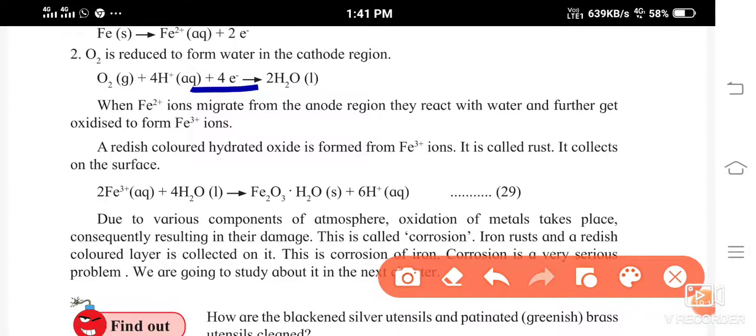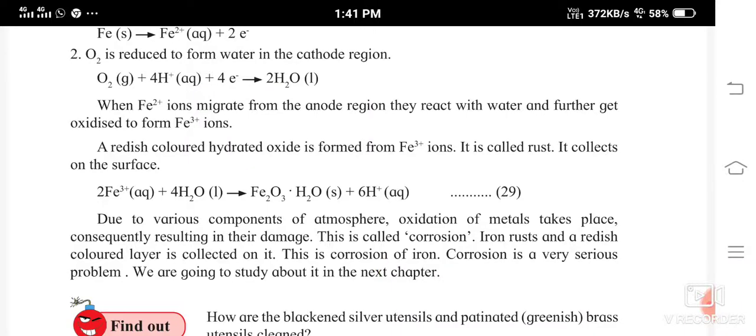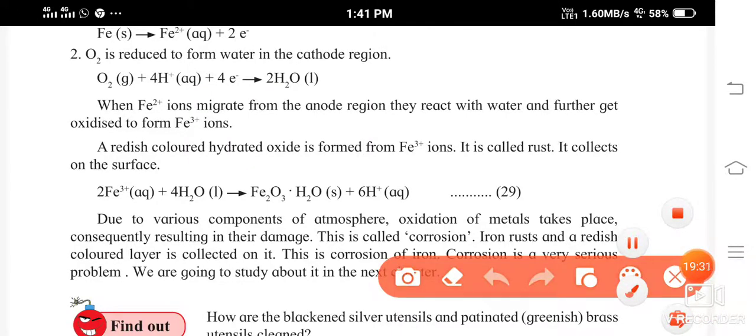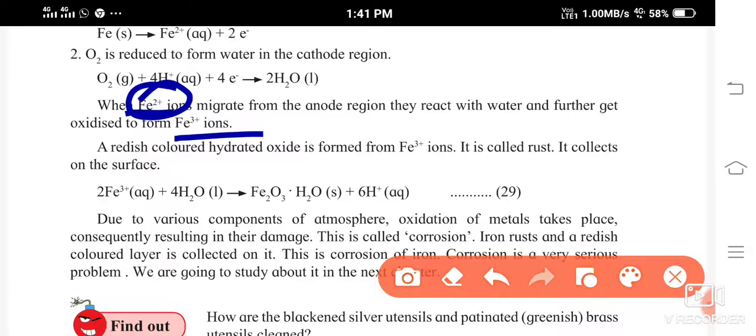When Fe2+ ions migrate from the anode region, they react with water and further get oxidized to Fe3+ ions. So a reddish colored hydrated oxide is formed from Fe3+ ions. Okay, so what has happened? This Fe2+ has become Fe3+, meaning it has lost one electron, right? And therefore one positive charge has increased.